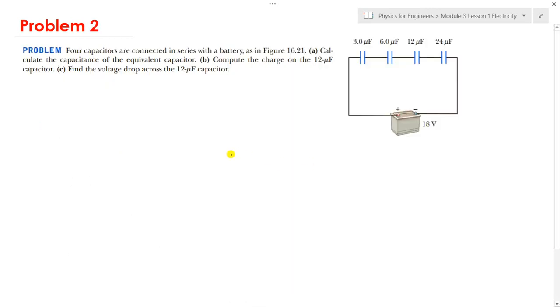So we have here the next problem, capacitors connected in series. So it will automatically be the reverse. The required for this problem is, for letter A, the equivalent capacitance, so that is C total. Then for B, compute the charge on the 12 microfarad, so Q at the 12 microfarad capacitor. Then C, find the voltage drop across the 12 microfarad. So the voltage at 12 microfarad. So solution.